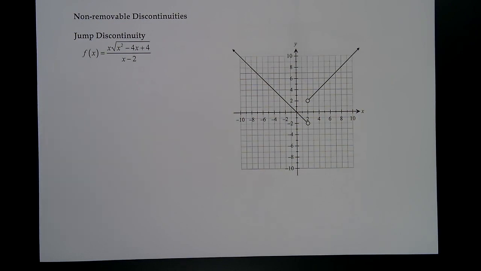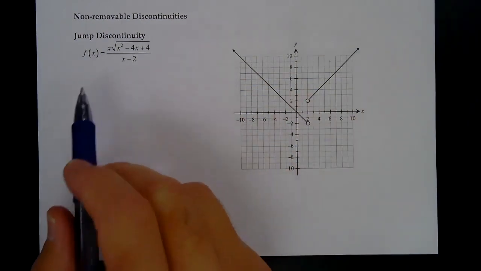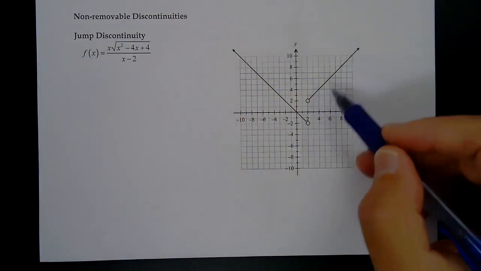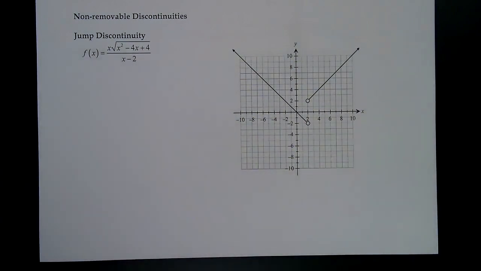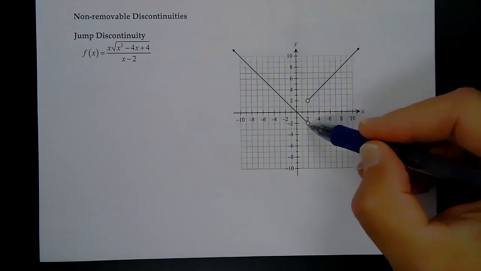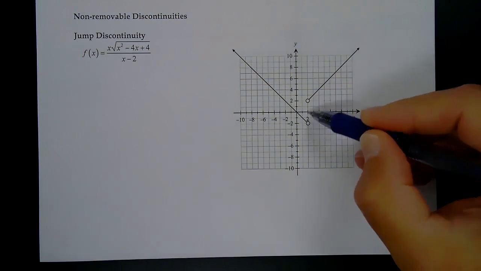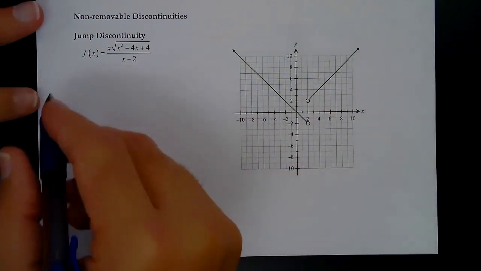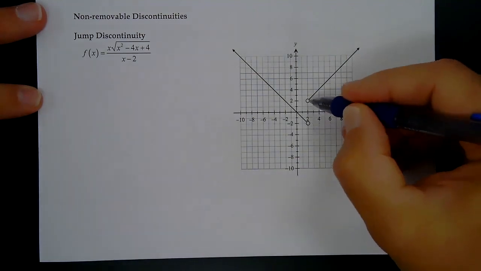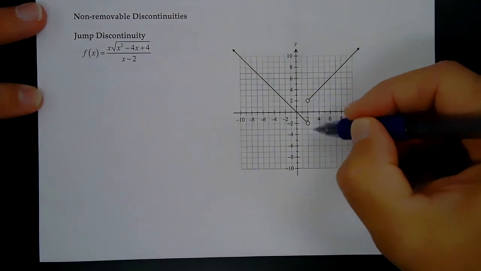So for this next one, these are going to be non-removable discontinuities. All right. So here's this function. And this could also be written as a piecewise function. This is going to be called a jump discontinuity because the function jumps from right here to right here. And then we'll talk about why it's called a jump discontinuity in just a minute. So the break in the graph happens at x equals 2 again.